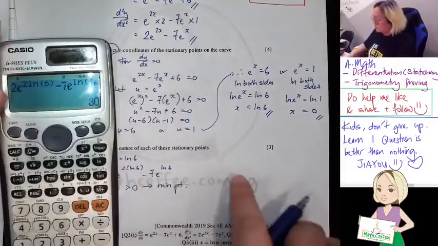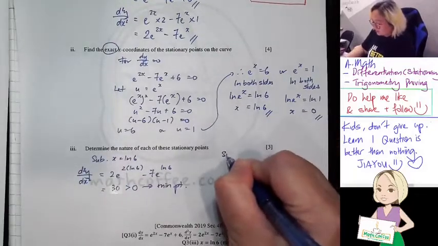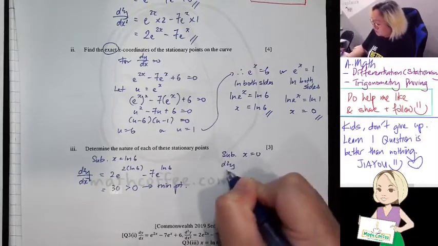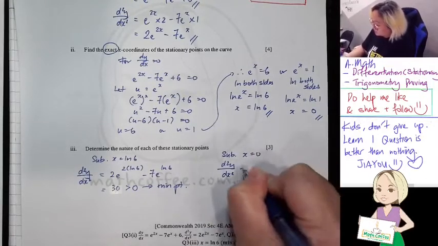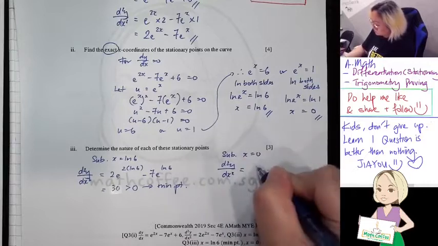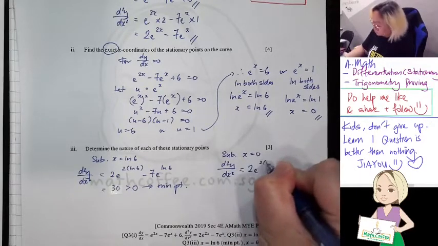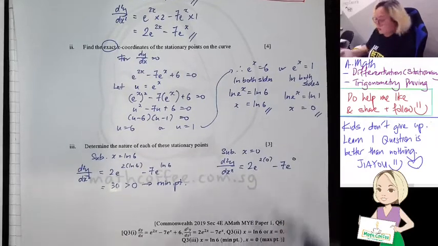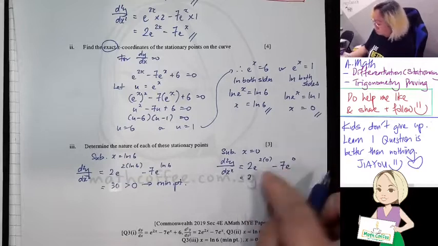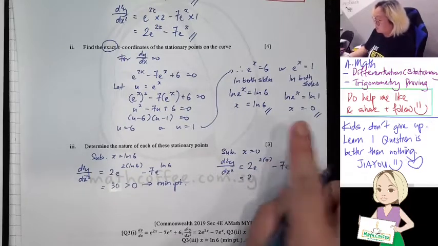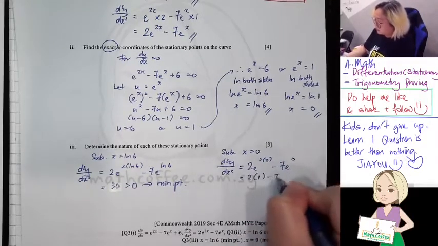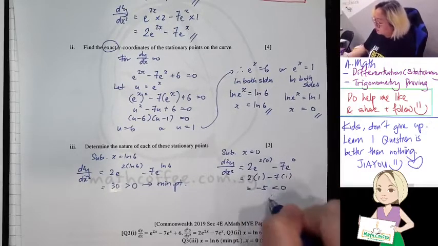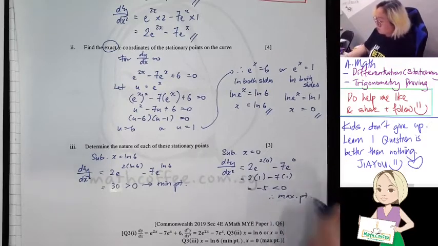Okay, so we're going to do the same for the other side. So I'm going to sub in x equals to 0. So our d square y dx square will be equals to 2e^(2 times 0) minus 7e to the power of 0. We know that 2 times 0 is 0, and e to the power of 0 is 1. So this is just 2 times 1 minus 7 times 1, which is negative 5. This is less than 0, it means that it is a maximum point.